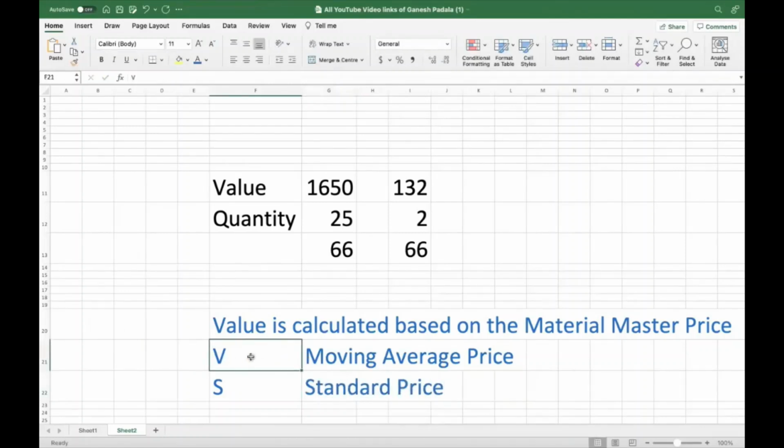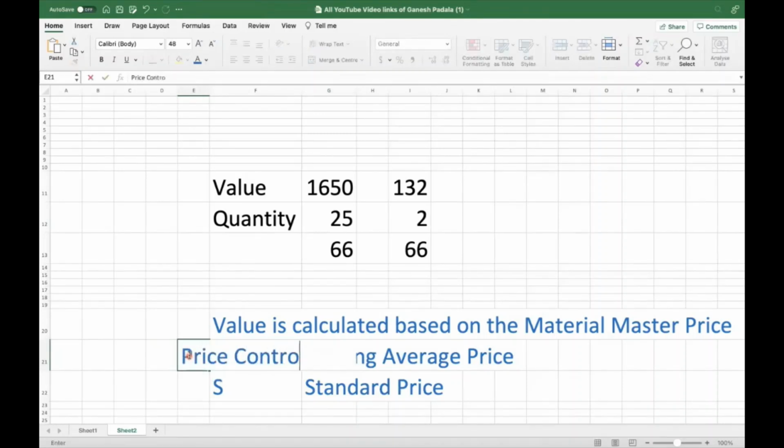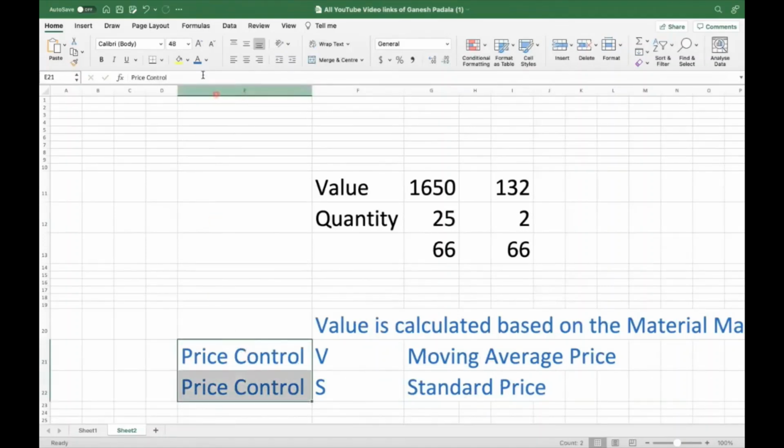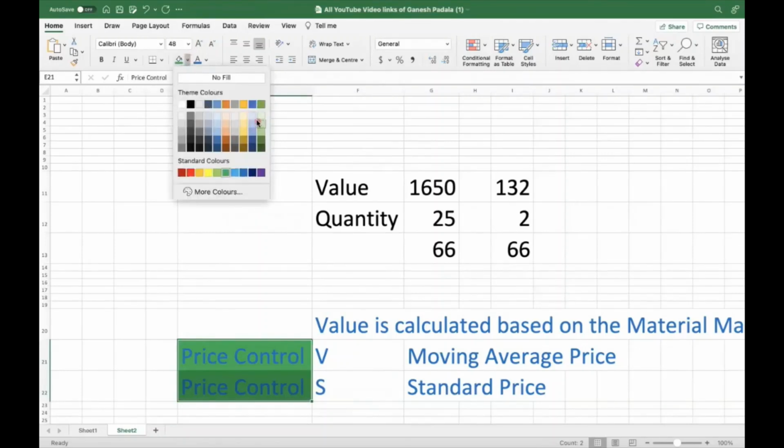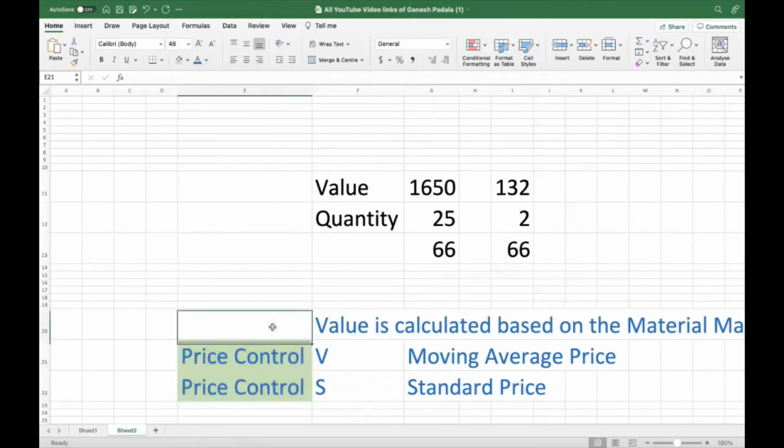Okay. This is the price control. If the price control is V, then system will calculate based on the moving average price. If the price control is S, then system will calculate based on the standard price. I hope this video has helped you to understand how the value in stock report is being calculated.